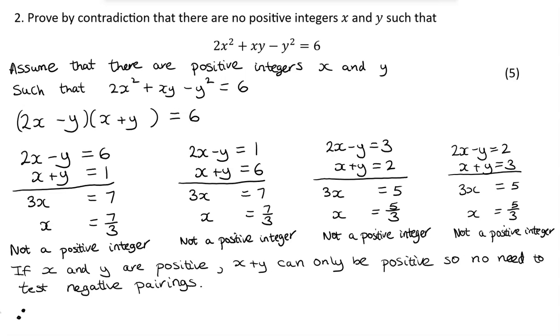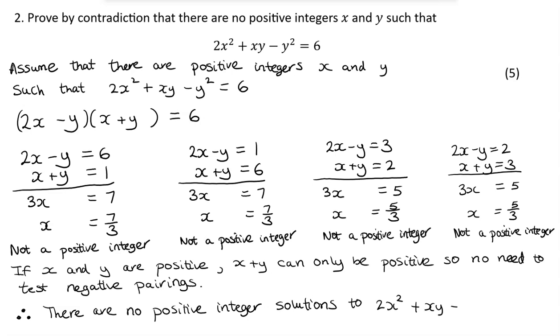So we can conclude that from what we've shown there are no positive integer solutions to 2x squared plus xy minus y squared equals 6. Okay, so we've shown the contradiction there is that every time we get something that's not a positive integer, so it cannot be done.